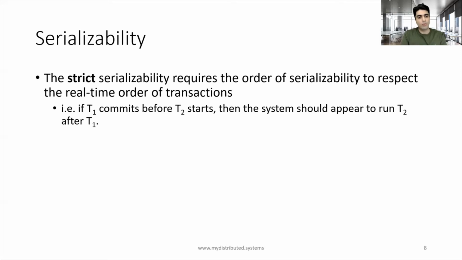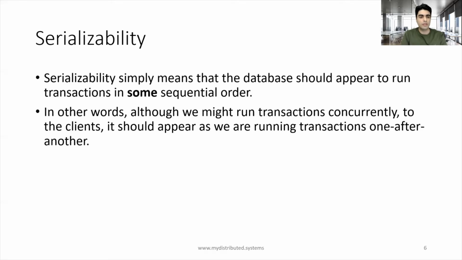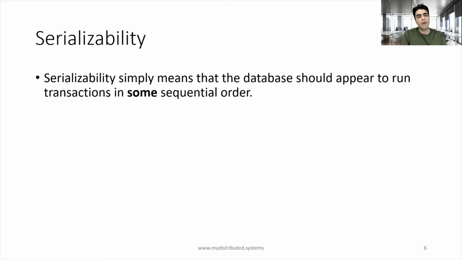Now let's see what strict serializability is. If we go back to the definition of serializability, we said serializability simply means that the database should appear to run transactions in some sequential order. That order could be any order. Under serializability, the database is allowed to change the order of transactions, for example, to achieve better performance. And that's okay as long as transactions appear to the client to be executing according to some sequential order.